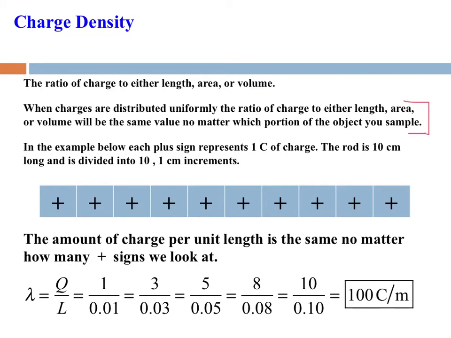So if we only look at the first one, we're doing 1 over 0.01. If we look at 3 of them, it's 3 over 0.03. But no matter what, the charge density does not change. We still have 100 coulombs per meter.